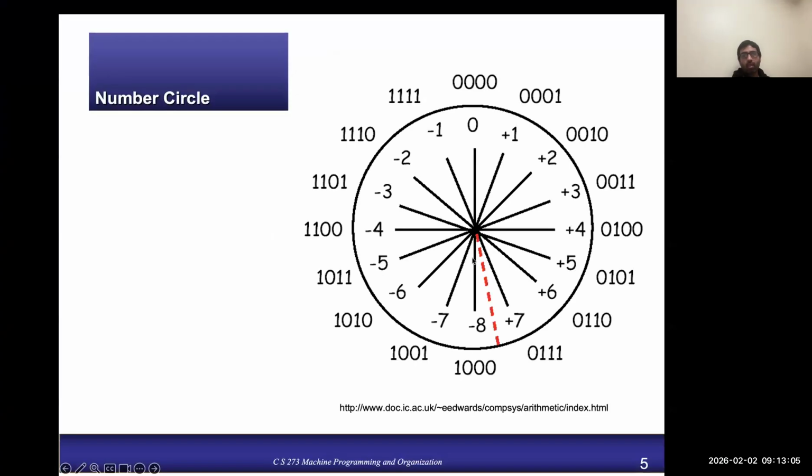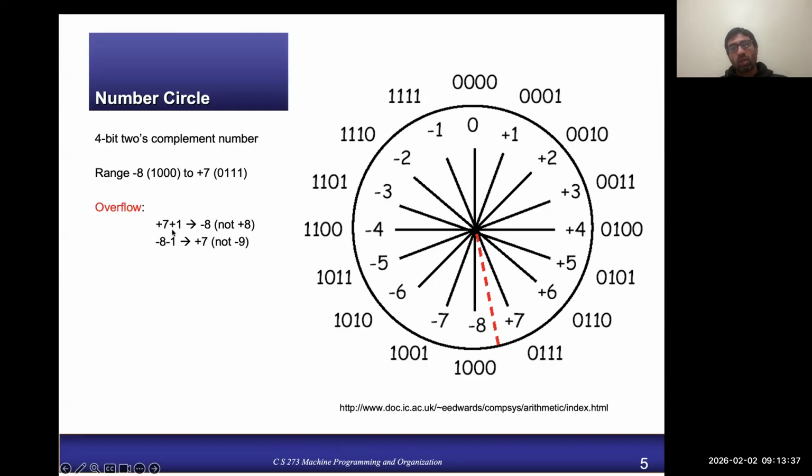So here you have all these bit patterns written on the outer side of the circle, right? And inside you have the values these bit patterns are representing, right? The point here is that when you go from bit pattern 0111 to 1000, since we are saying that bit pattern is a signed number, after 7 it is not 8, it is minus 8, because the weight of the most significant bit is negative, right? So the range is from minus 8 to plus 7.